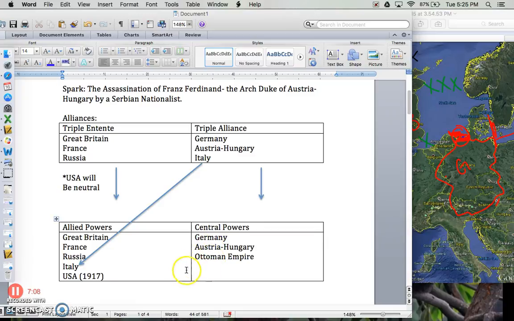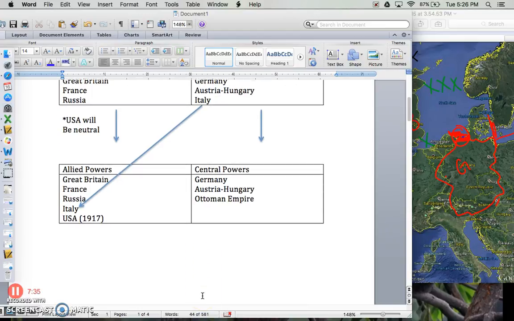Just a fun fact, by the end of the war, Russia is going to drop out due to the Bolshevik Revolution, and Austria-Hungary is going to be so weak they're going to drop out too, and the Ottoman Empire is going to kind of disappear, and so Germany's going to be the only one left. Dun dun dun. You should hear ominous music in the background for World War II. So these are the alliances. Sorry guys, you just have to know who was part of who and who's going to switch. You just got to know.